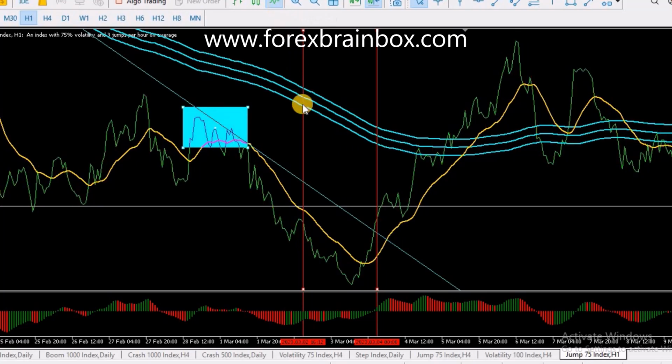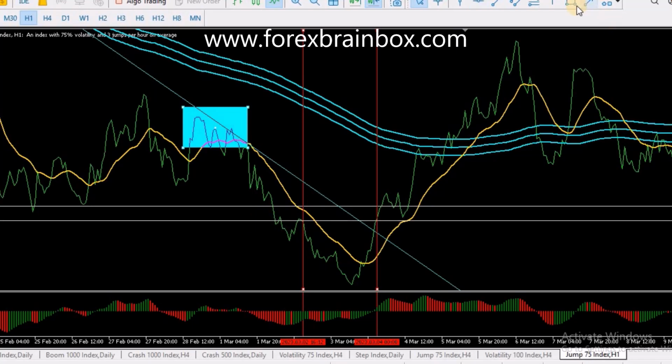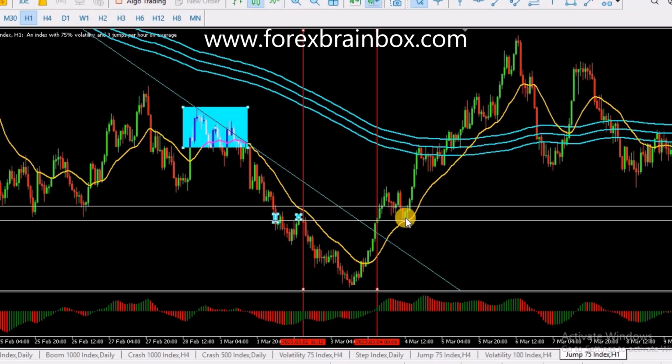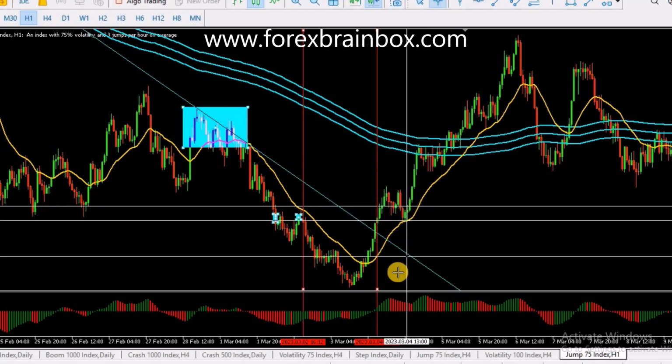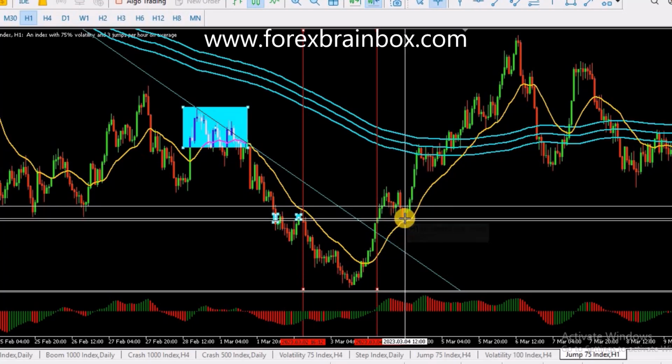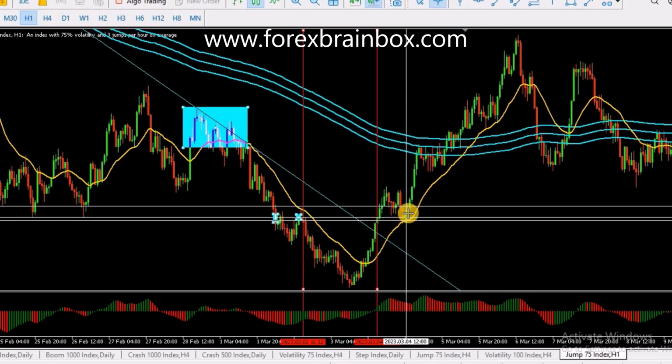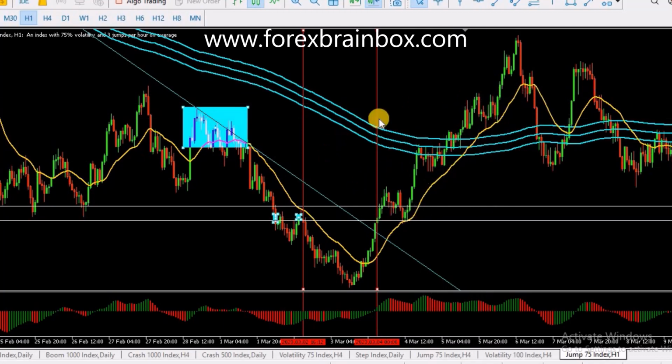Again, you go to your line chart, you look at the previous area, and you want to find places of multiple touches. It's right here, which is here and here. This is why price got to this level and continued to go in the bullish trend. So this is where you finally place your trade on your 1 hour time frame right here. So guys, this is how to trade Jump 75, right?